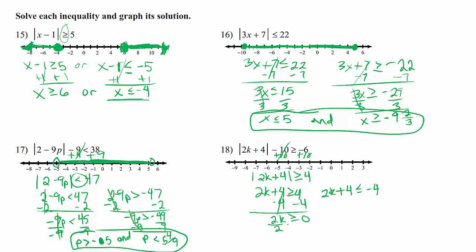Divide by 2. This makes people uncomfortable for some reason. 0 divided by 2 is 0. That is totally fine. Dividing by 0 is where you should be uncomfortable. Not whenever it's on top, when it's on bottom. K is less than or equal to negative 4. So bigger than 0 or less than or equal to negative 4. So both of those are filled in circles, and we should be shading and to the left, negative 4.